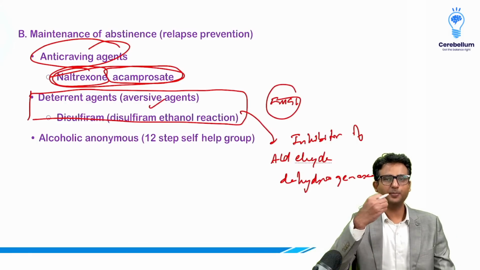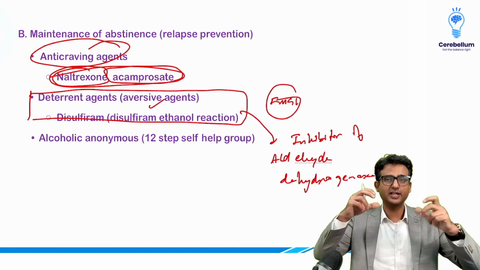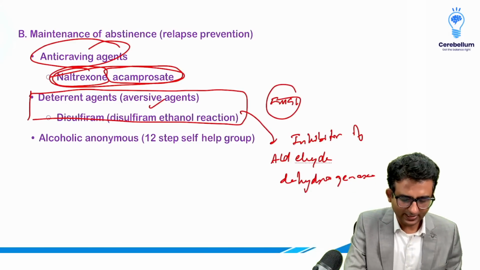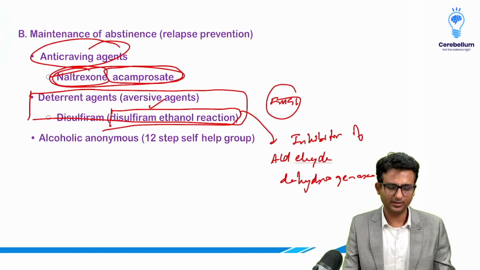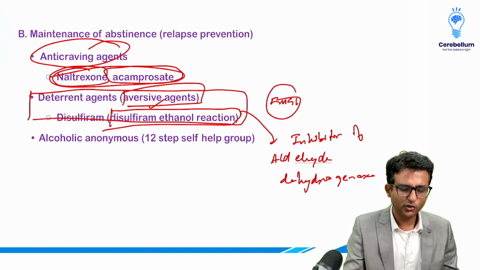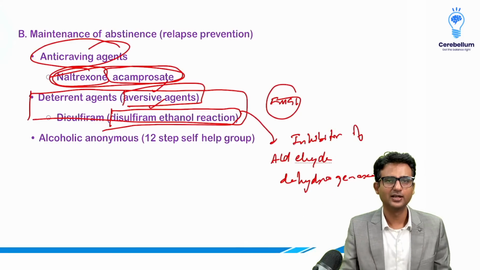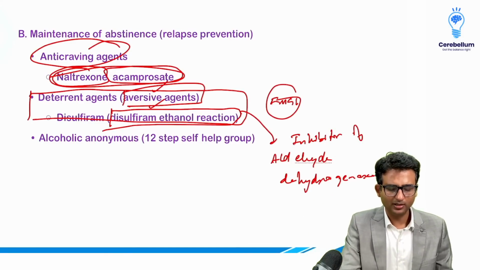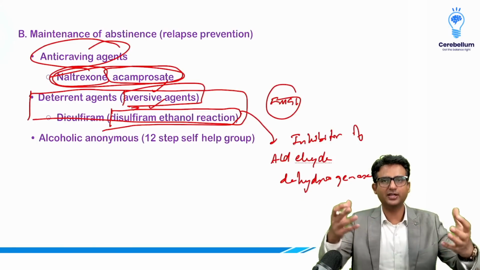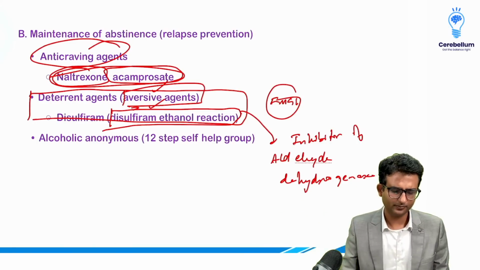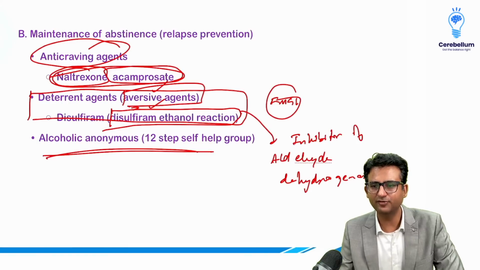You start the patient on disulfiram. On top of it, if the patient takes alcohol, he will have a very bad reaction called the disulfiram-ethanol reaction. So basically, you want the patient to get scared of alcohol. That's why it's called an aversive agent. The patient should be scared that if I take alcohol, I will have a very bad reaction. There will be nausea, vomiting, the BP will fall, right? And you can also send the patient to Alcoholics Anonymous, which is a 12-step self-help group.